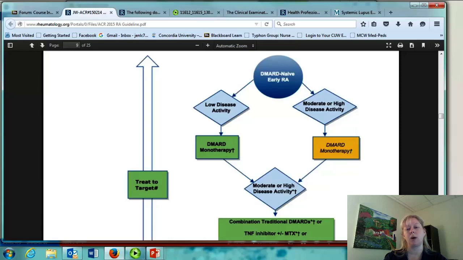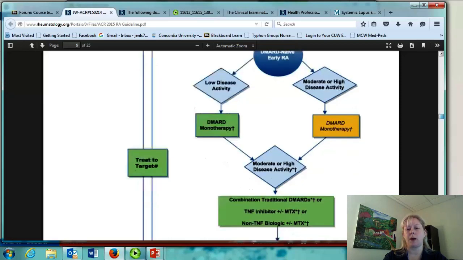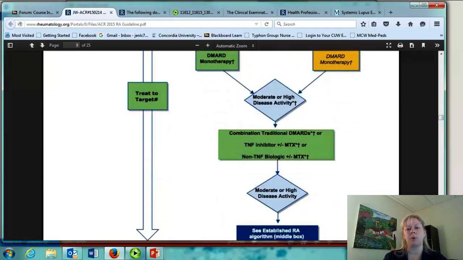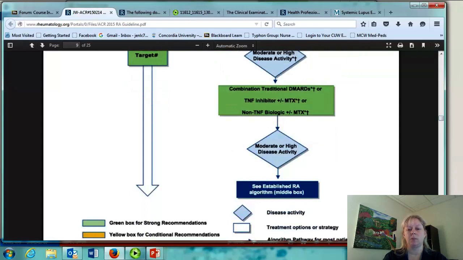If it's moderate to high activity, it recommends that either you can put them on one alone, or you can go up to a combination of these, which is more recommended at this point.